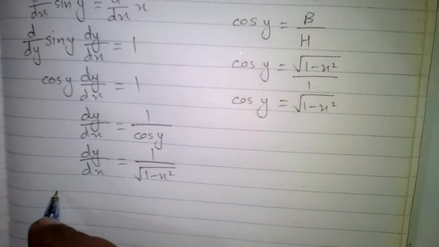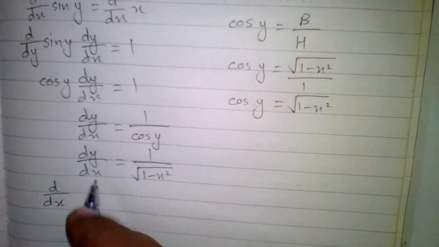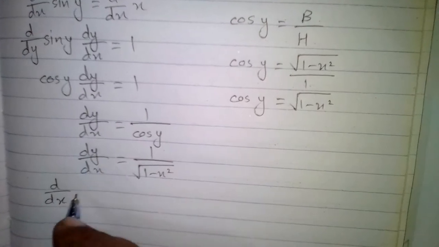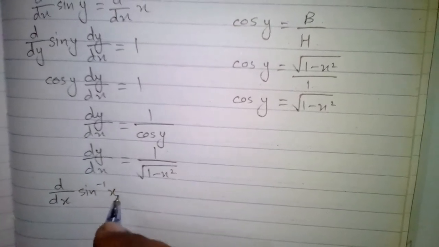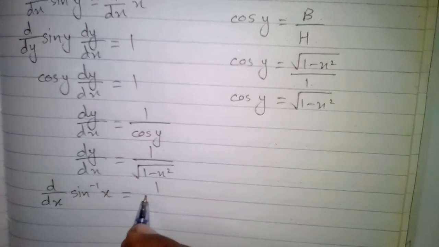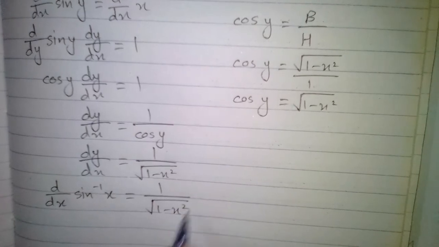and y is equal to sine inverse x. So we can write sine inverse x instead of this y. So we have derivative of sine inverse x is equal to 1 upon square root of 1 minus x square.